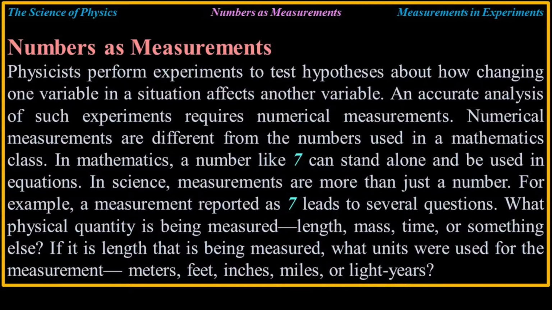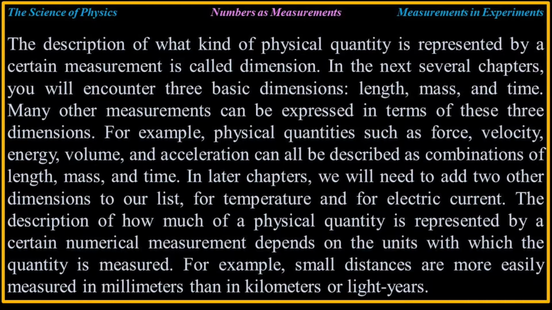For example, a measurement reported as 7 leads to several questions. What physical quantity is being measured? Length, mass, time, or something else? If it is length that is being measured, what units were used for the measurements? Meters, feet, inches, miles, or light years? And is it 7.0 exactly, or is it 7.00, 7.01, etc.?